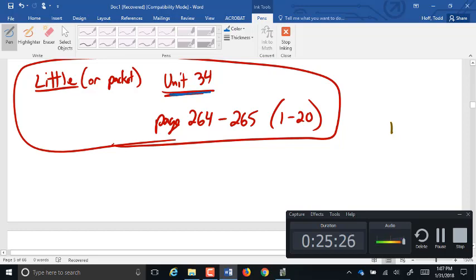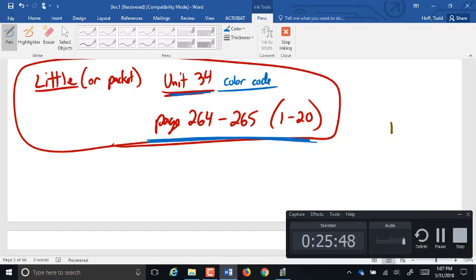So unit 34 out of your little book or out of the packet, that is your color code stuff. It's in there. And then some tolerance, absolute and relative tolerances. The other packet then is the adding and subtracting with the errors. Any questions? Okay, I'll let you guys have the last 12 minutes to get started on those.